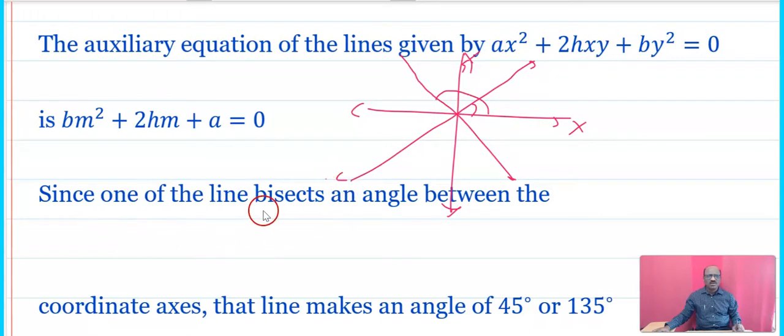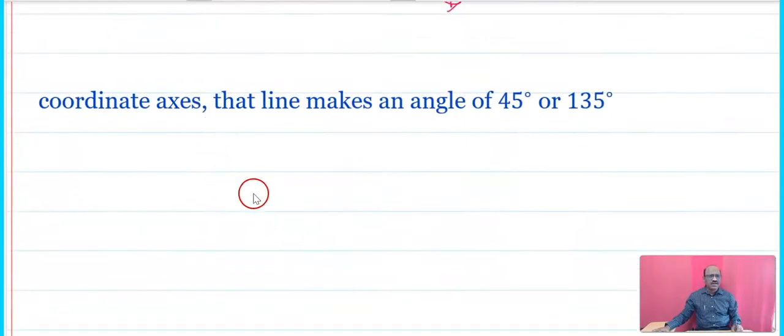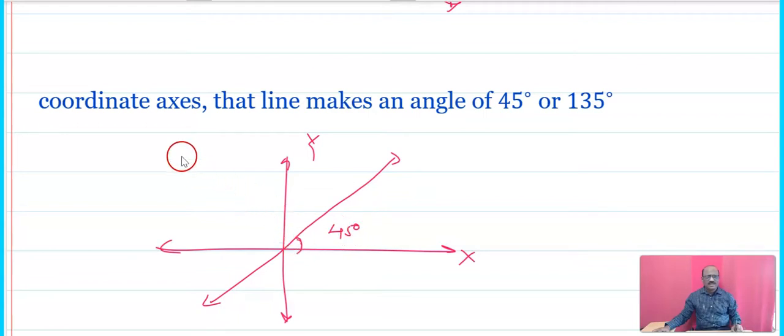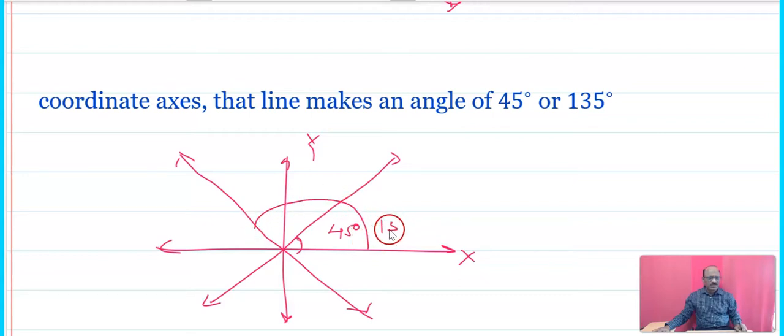Since one of the lines bisects the angle between the coordinate axes, again I will draw the figure. This is the x-axis and this is the y-axis. It bisects the angle between them. This is the first angle, the angle may be 45 degrees first. Second, if it is in this form, it passes through the second and fourth quadrant, and the measure of this angle is 135, that is 3π/4.